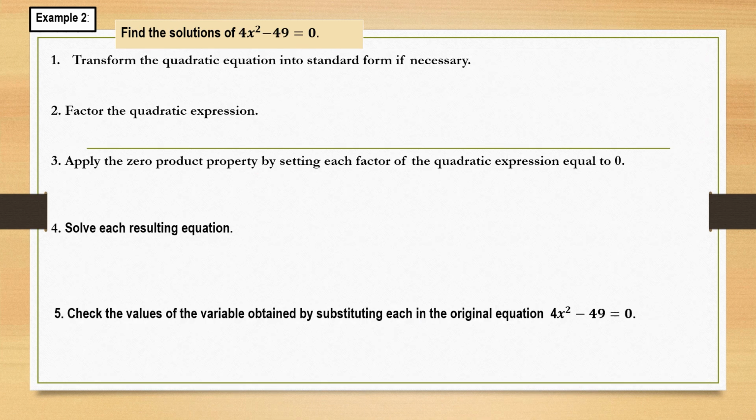Let's have example number 2. Find the solutions of 4x squared minus 49 is equal to 0. First, transform the quadratic equation into standard form.